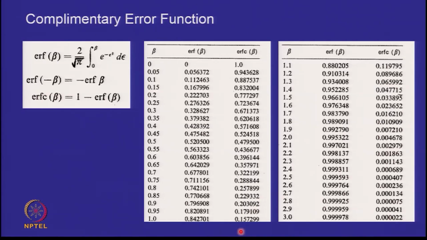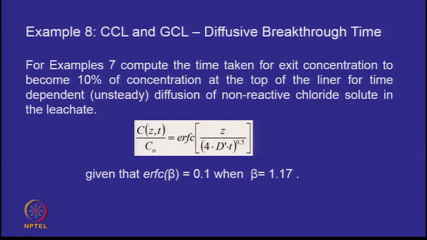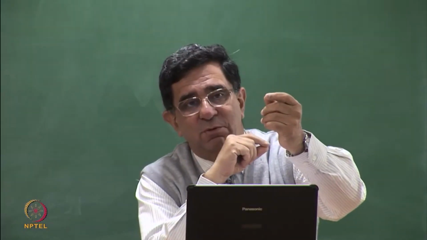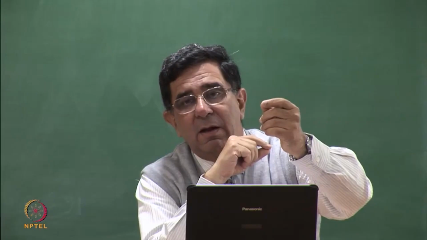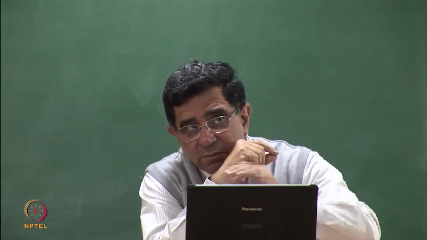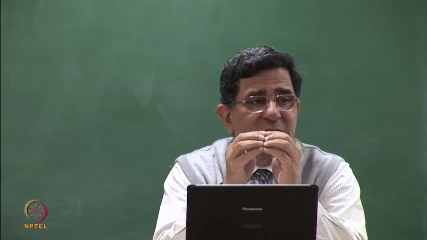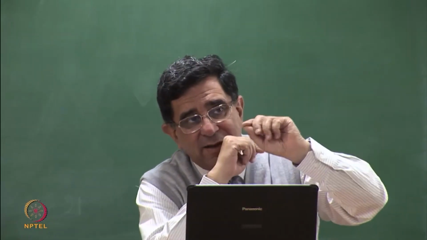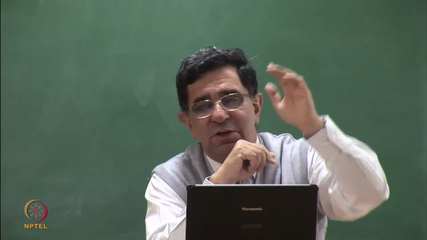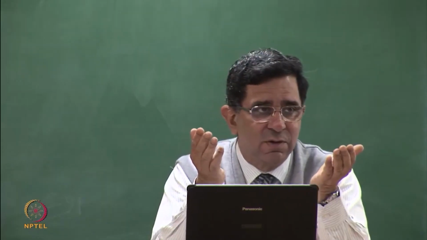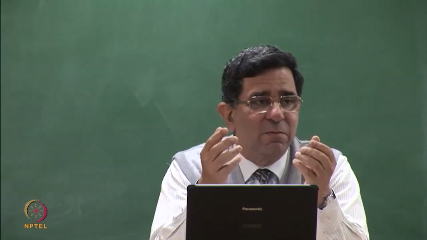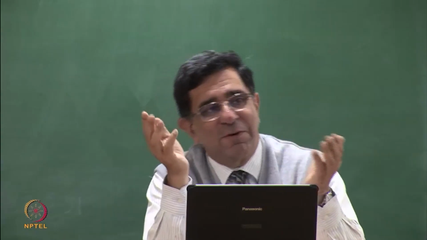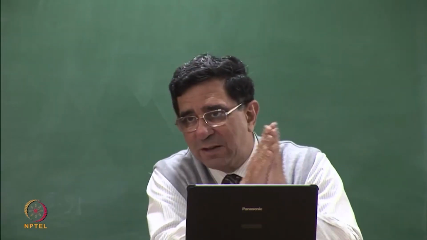So in this case, we are going to give you a simple problem. How do I calculate breakthrough time? Breakthrough time is when the first contaminant comes through, right? For the purpose of this problem, we are going to say, when does the concentration at the bottom of the liner become 10% of the concentration at the top? You have to give some value. You might say, no, when the first comes through, it can be 0.00001%. That's a difficult one to do mathematically.